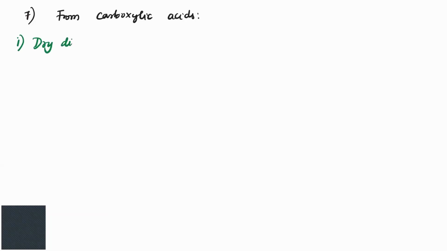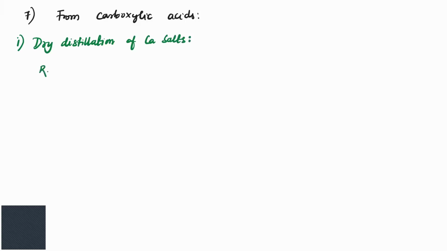Next, check out how we get aldehydes from carboxylic acid or its derivatives. If it is a carboxylic acid, the first method by which we can get aldehydes or ketones is by dry distillation. Dry distillation of calcium salts.